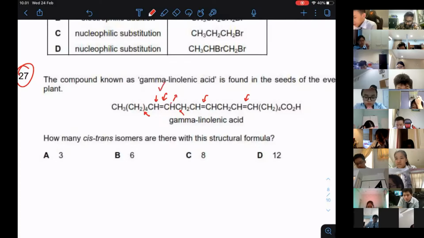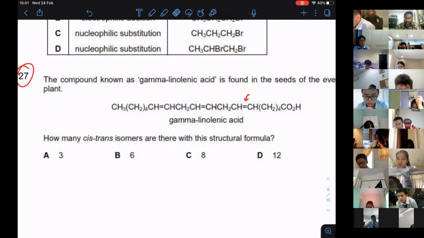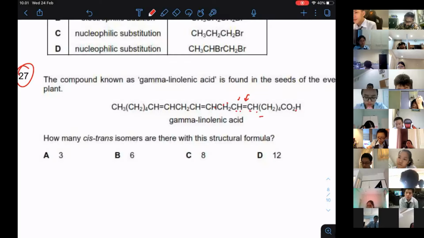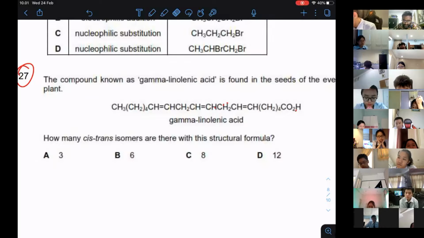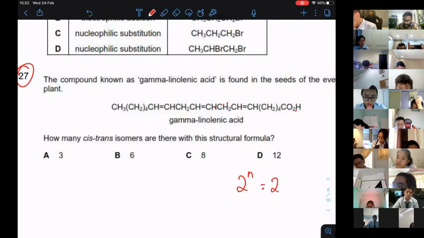Still fine. CH, different group. CH, different group. Fine. Make sure they are not attached to the same groups. So here CH and the others, this is fine. CH and the others, it's fine. So the ones that possibly can give you cis and trans will be all these 3. The formula is quite simple: 2 to the power of n. So it's 2 to the power of 3, so it's going to be 8.